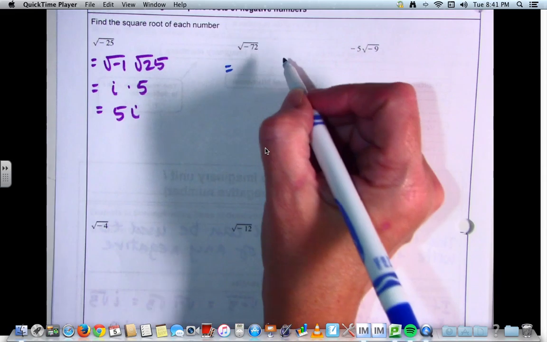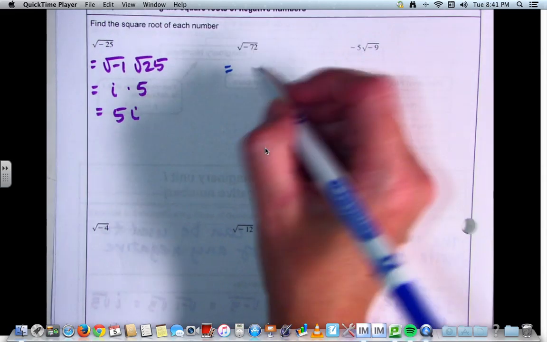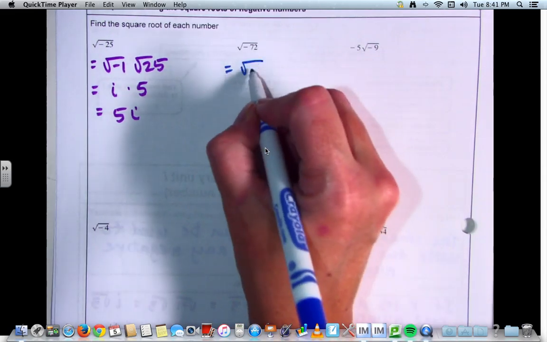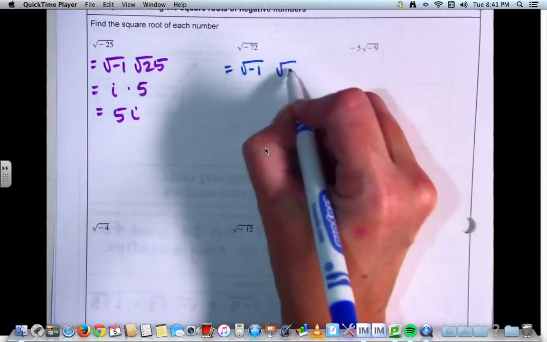The square root of -72. The square root of -1 times the square root of 72.